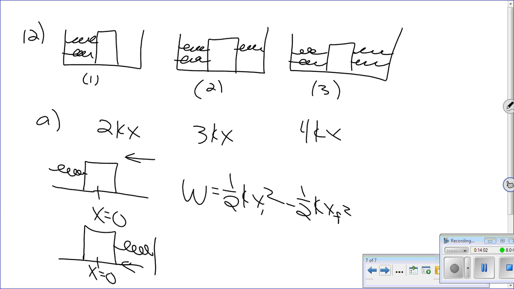Just out of curiosity, what does the answer say on the thing I posted? Anybody look? It says 1, 2, 3? Okay, cool. So yeah, you're totally right. The negatives do matter.